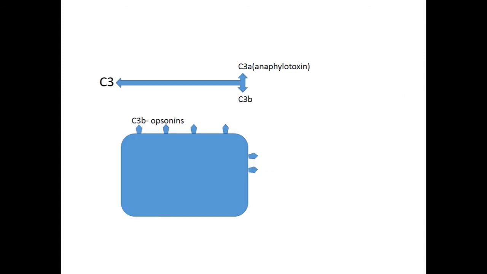Now this C3 convertase can act as a protease and divide C3 into C3a and C3b. Now C3a acts as an anaphylatoxin just like C4a, and C3b will act as an opsonin. In fact, C3b is the most important opsonin, and it will attach to the surface of the pathogen, and it will give signals to the nearby macrophages that, see, I have an opsonized cell or pathogen. Now you can come and gobble it up.